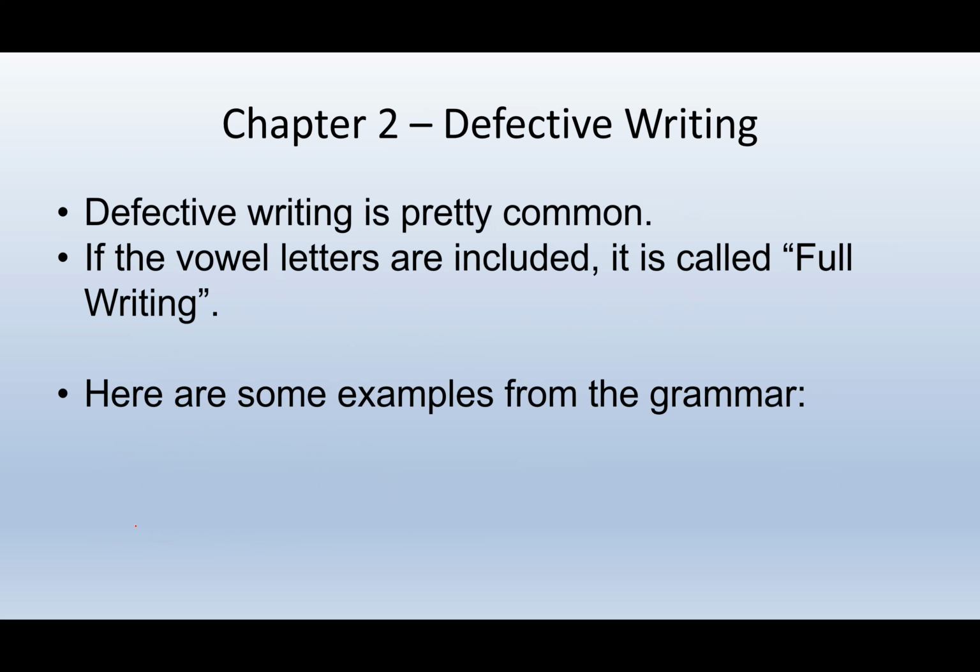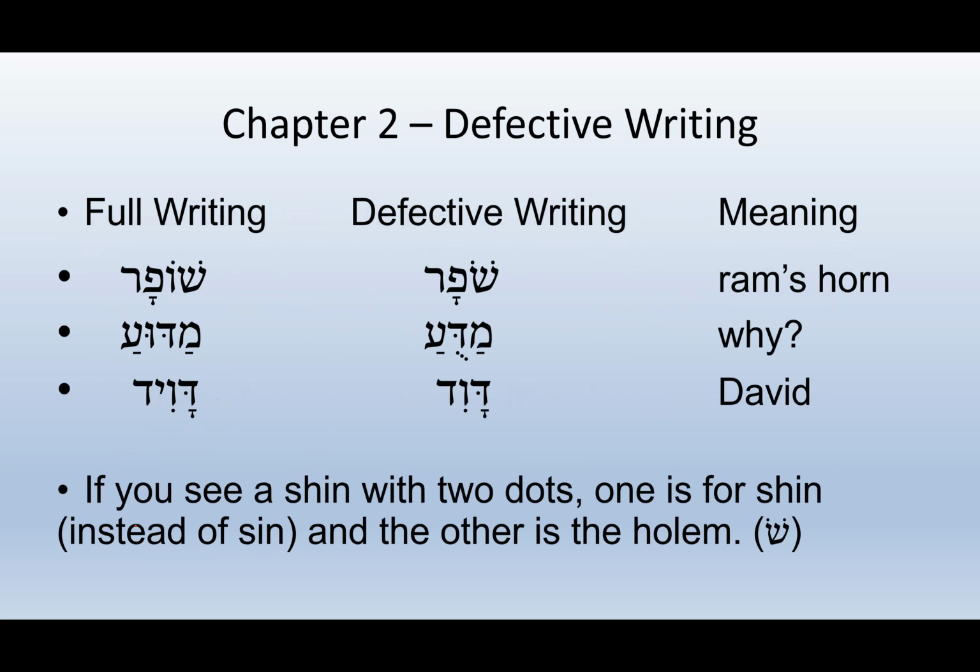Defective writing is pretty common. If the vowel letters are included, it's called full writing. But here's some examples. Now, the grammar has shofar. Here's the sh. Here's the o. Here's the far, shofar. But on this other side, we don't have this holam vav. We just have a holam right here. We still have the sheen for the sh. We still have the o. And we still have the far, shofar.